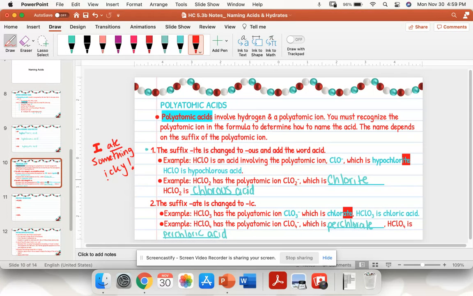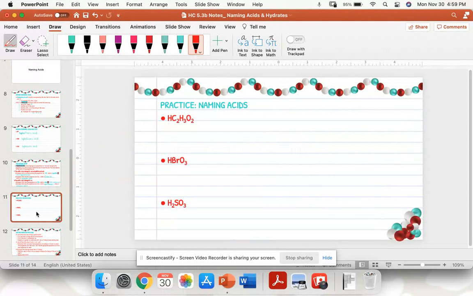Ate gets changed to IC. Well, I should underline the K too. So if you can remember ate and ick, I ate something icky, you can remember that the other one gets changed to OUS. So it is IC, and then ITE is OUS. That would be a good thing to remember. Okay, some examples.